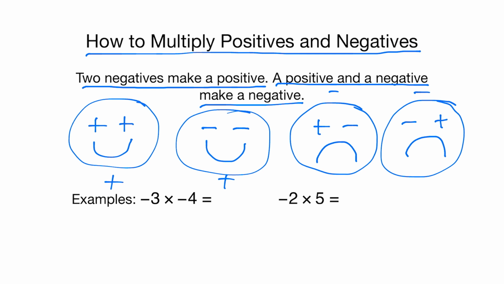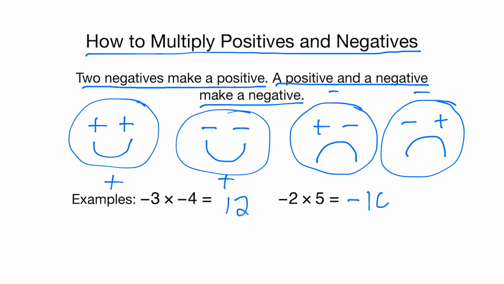And 3 times 4 is 12. It's positive 12. Next, we have -2 times 5. We have a negative times a positive, so we know our answer is going to be negative. And 2 times 5 is 10.